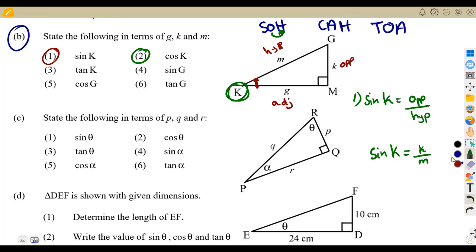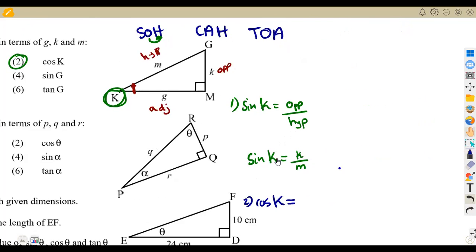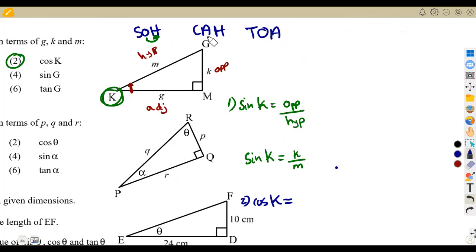So the cosine of k in this case is going to be given according to this part. If you are to consider the ratio of cos, it's adjacent over the hypotenuse. Remember, we wrote this, so that is the adjacent over the hypotenuse. So we are simply filling in our information. So the cosine of k, according to k, we said this is our adjacent, which is given as g, over the hypotenuse, which is given as m. So that's g over m.